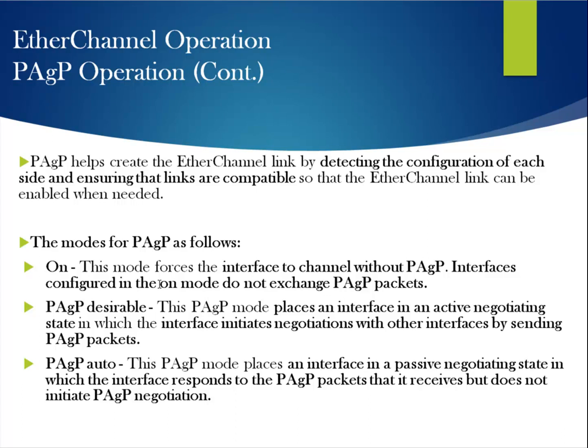In on mode, it does not exchange any PAgP packets. In PAgP desirable, it is going to initiate the negotiation with the other interface by sending the PAgP packets. If it is in auto, whatever PAgP packets it receives, it is going to give a response, but it is not going to initiate any negotiation. So these are the three different modes.